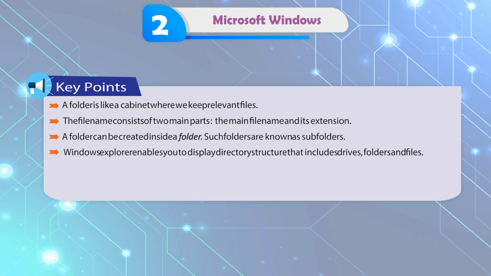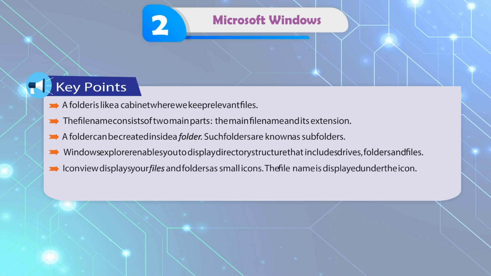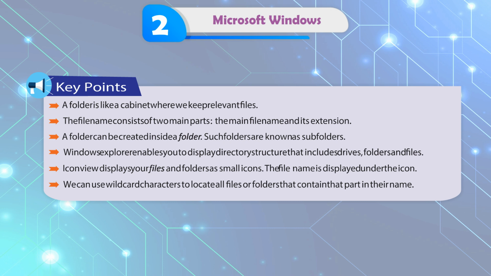Windows Explorer enables you to display directory structure that includes drives, folders, and files. Icon View displays your files and folders as small icons. The file name is displayed under the icon. We can use wildcard characters to locate all files or folders that contain that part in their name.